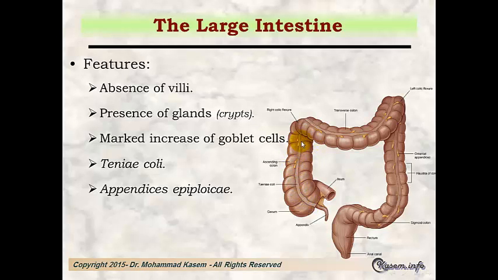longitudinal muscle layer forming bands called the taeniae coli on the external surface of the large intestine. Also, the presence of appendices epiploicae, which are yellowish fatty protrusions on the surface of the large intestine.